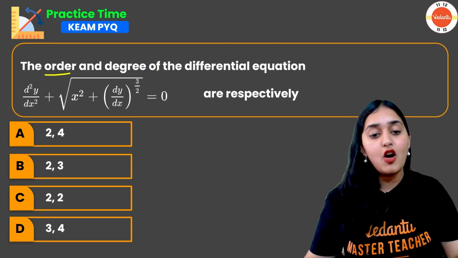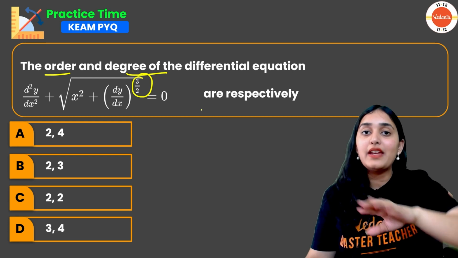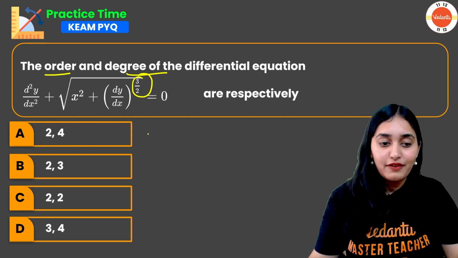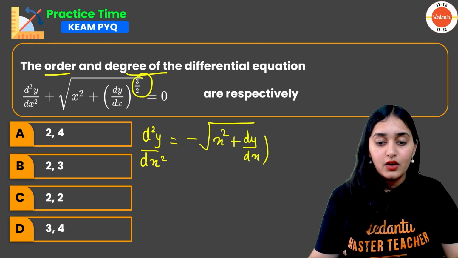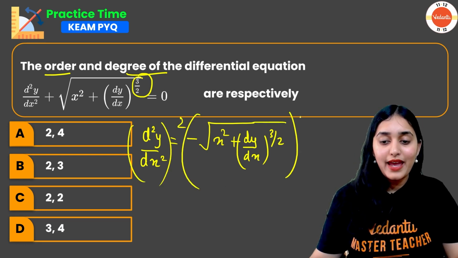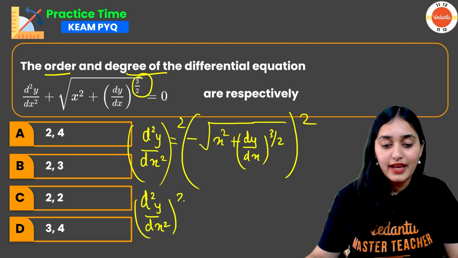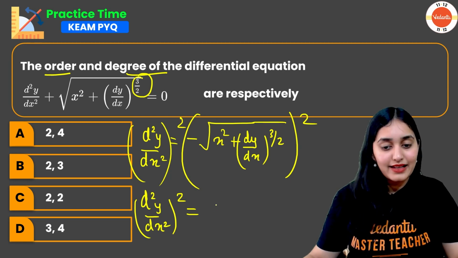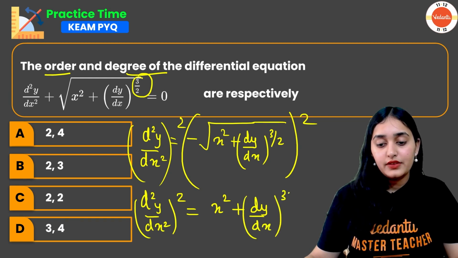Okay, next question is find the order and degree of this differential equation. Again, we can see that it is a fraction form, so we have to convert it into whole number. So let's simplify. D square y by dx square will be equal to minus of square root of x square plus dy by dx whole to the power 3 by 2. Now squaring both the sides. D square y by dx square whole square is equal to, square root cancel, x square plus dy by dx to the power of 3 by 2.